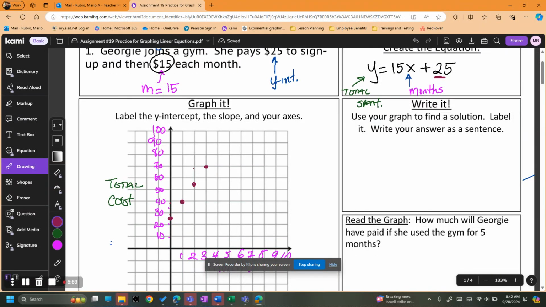At 4, we're going to go up 15. So 1.5 squares is equal to 15, basically. Okay, and that's our plot. Those are our coordinate points. And now we're going to plot a straight line. And it's going to keep going for as long as she has that membership.